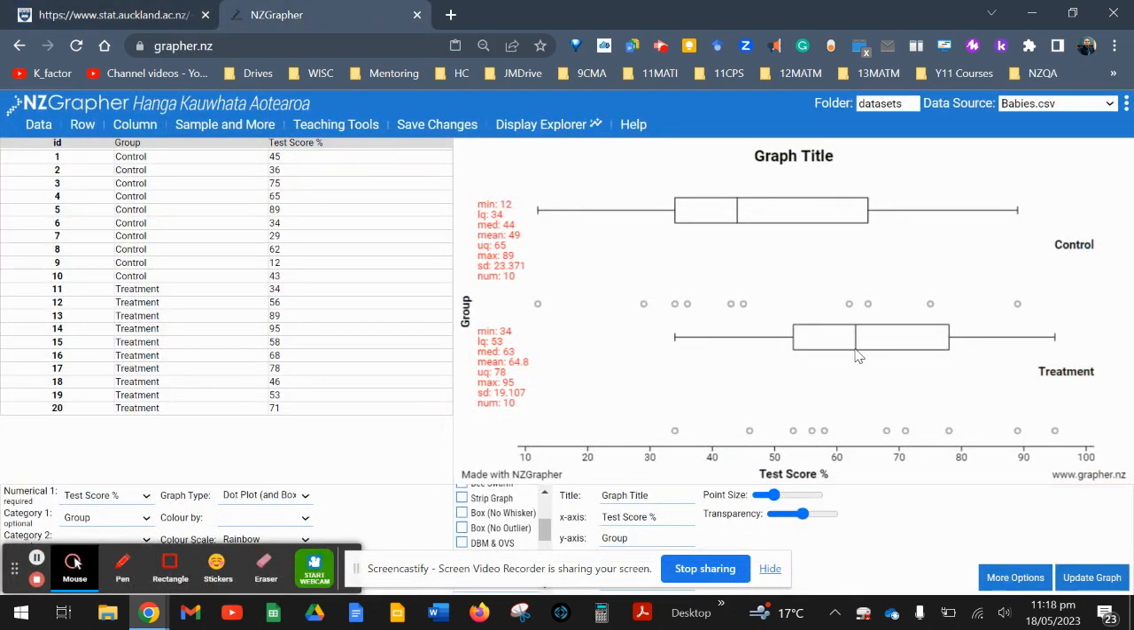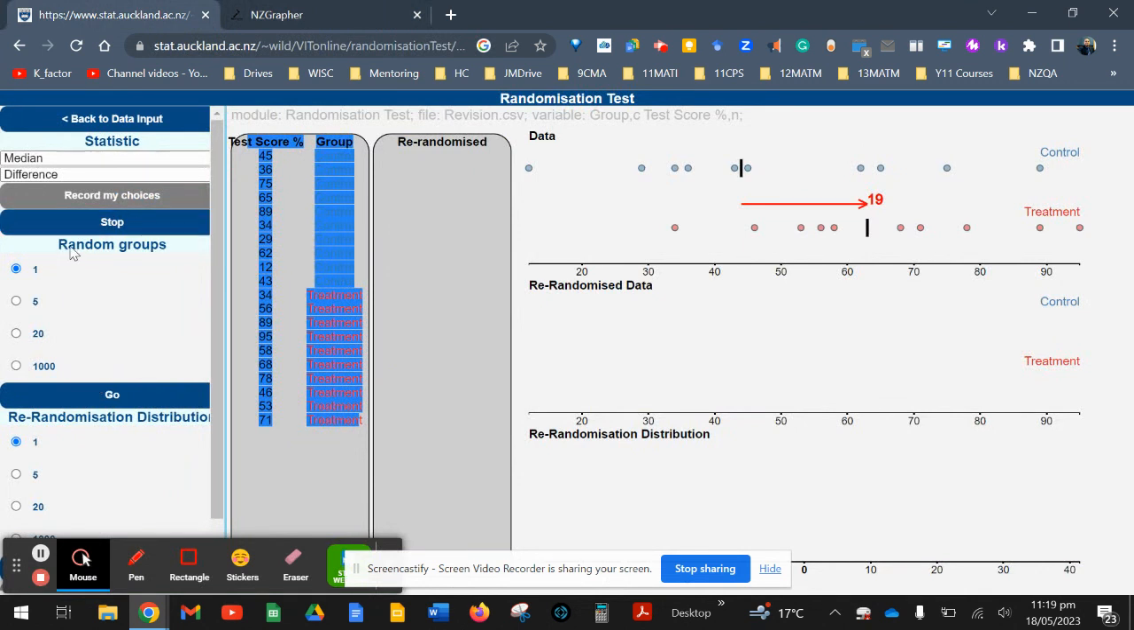As you can see, upon inspection, the treatment looks really good, doesn't it? You've got all values shifted more to the right in the treatment group. But we don't know if this is happening purely because of the revision technique, or is it just random chance? Is chance at play? Which is why we do the re-randomization test.